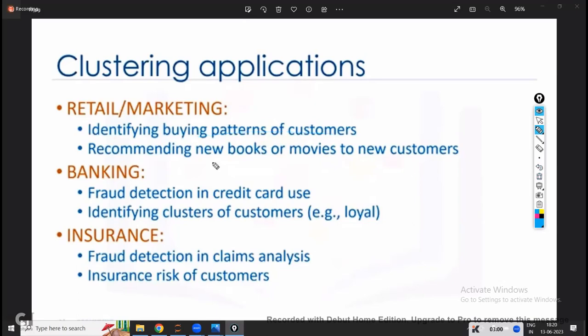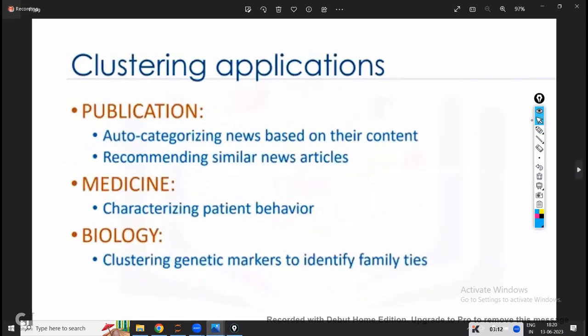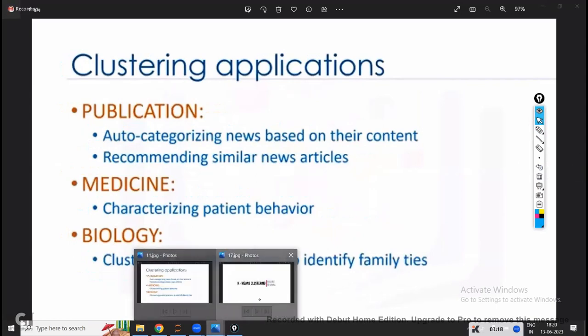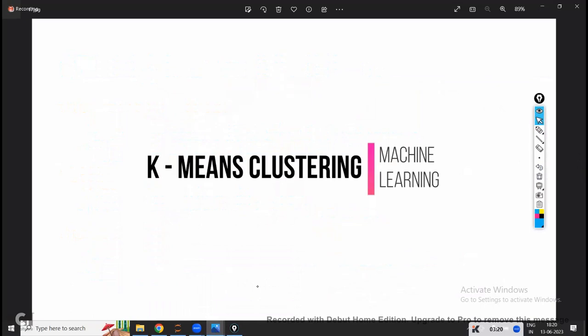For example, recommending new books: recommendation engines also come under unsupervised machine learning, which we will see further on. In insurance and the retail industry, all these industries use clustering applications. Now, how will this clustering be done? We have different types of clustering algorithms, the first one being K-means clustering. Similarly, as we have KNN, we have K-means clustering.